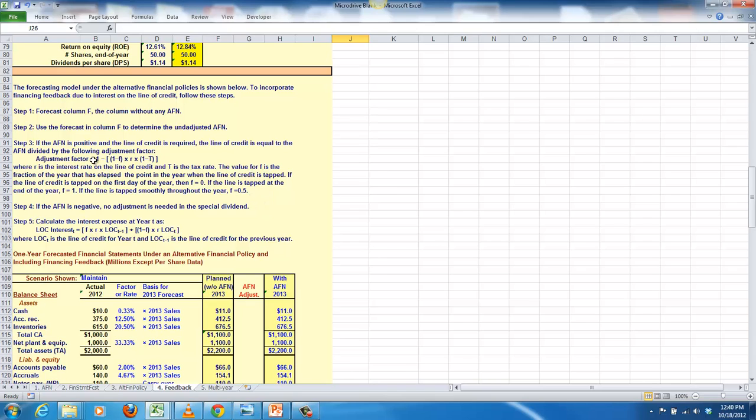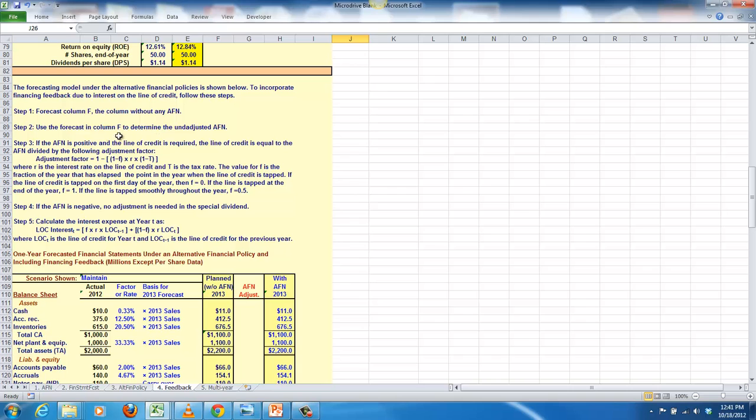So let's look at the calculation. 1 minus, block parentheses, regular parentheses, 1 minus that F when we take it out during the year. So if this is equal to 1, if we take it out at the end of the year, this is 0 and the rest is 0. So the adjustment factor is just 1. If it's equal to 0, we take 1 times the R, which is the cost of debt for the firm, so the interest rate they're going to pay on that debt, multiplied by 1 minus the tax rate to adjust that cost of debt by calculating the after-tax cost of debt.